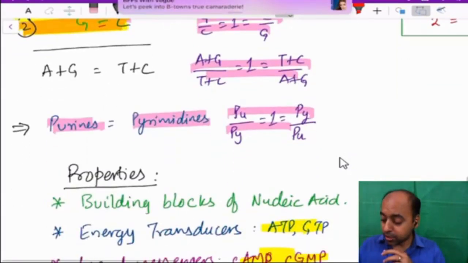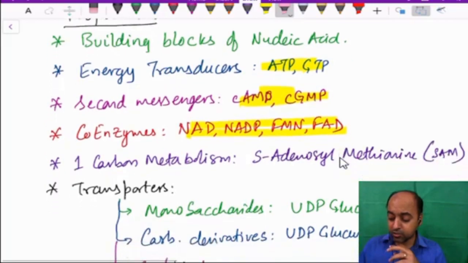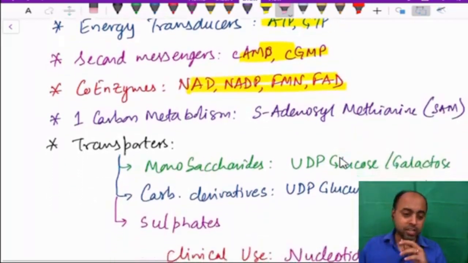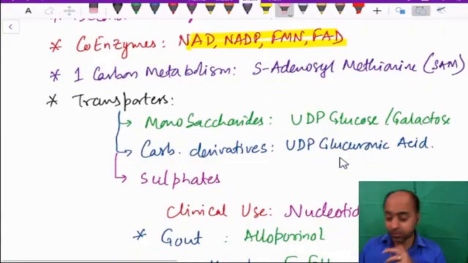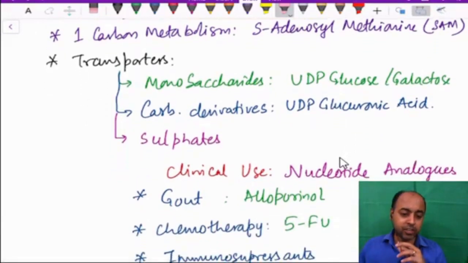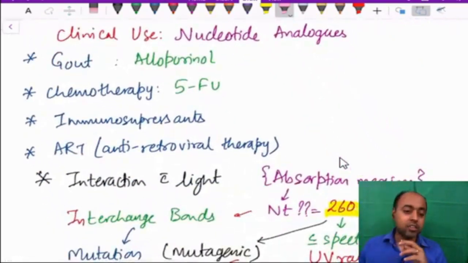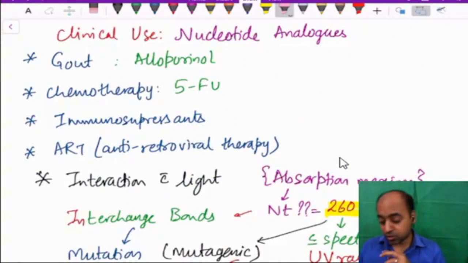Talking about the properties of the nucleotides, we said the nucleotides are the building blocks of nucleic acids. They are energy transducers, they are second messengers, they are coenzymes, they participate in one carbon metabolism, and they function as transporters for the monosaccharides, the carbohydrate derivatives, and the sulfates. Clinically, the nucleotide analogues can be used for treatment of a large number of disorders. For example, gout, chemotherapy. They can be used as immunosuppressants, and they are used for antiretroviral therapy.